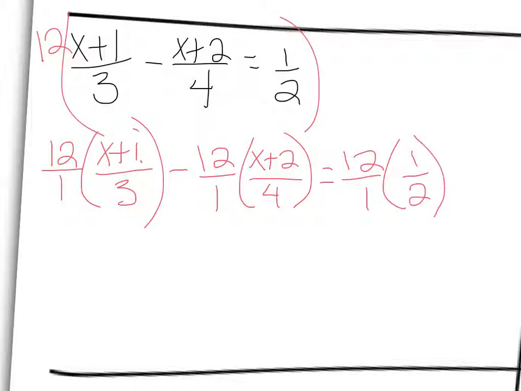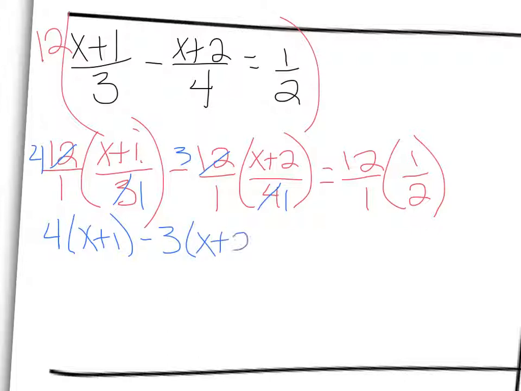Now you need to be really, really careful. Like yesterday, whenever we were talking about our cross products, in that first term, when I divide out a 3, the 12 turns into a 4. So I have 4 times the quantity x plus 1. You have to carry down those parentheses. Then I have a minus. The 4's cancel out. I'm left with a minus 3 times x plus 2. Once again, carrying down the parentheses. And on the right-hand side, I can divide out a 2. So it equals 6.